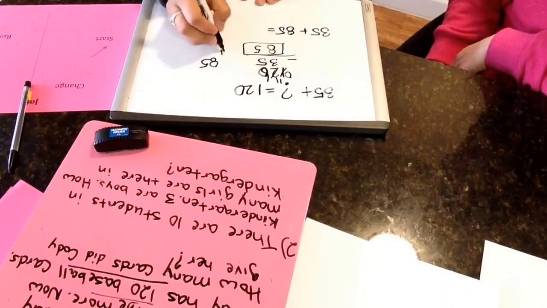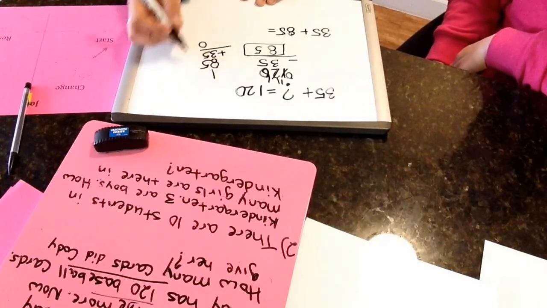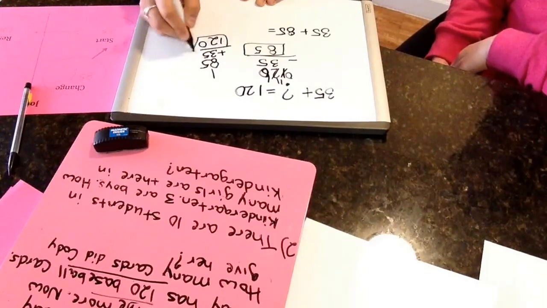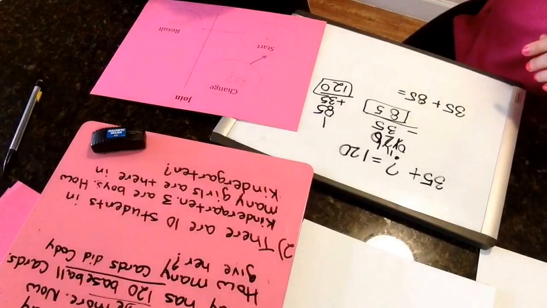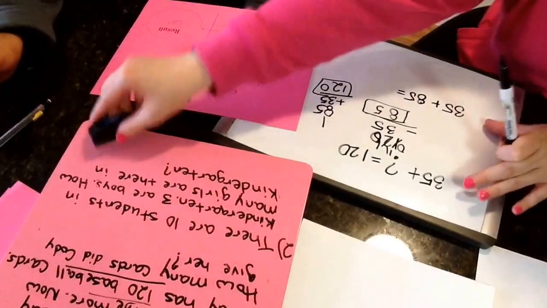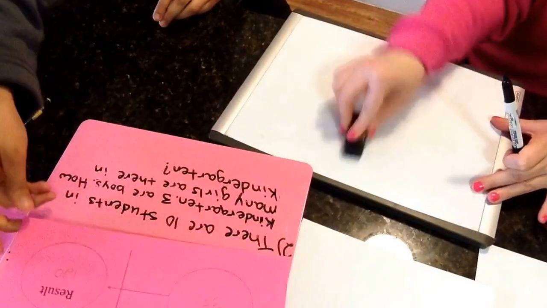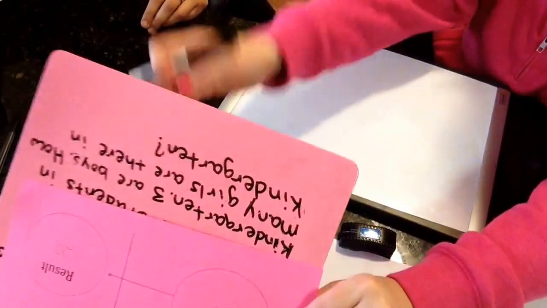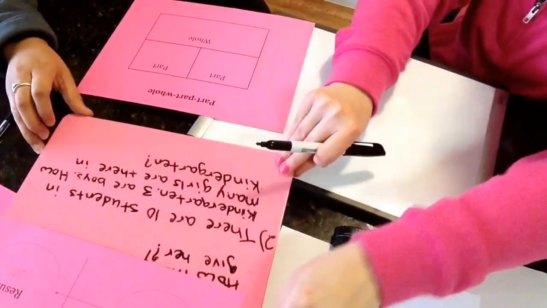85 plus 35, 10, 8, 9, 10, 11, 12. That's right. Okay, so that is the join chart. Yay. So let's do the part whole. Okay. So let's go over the question.